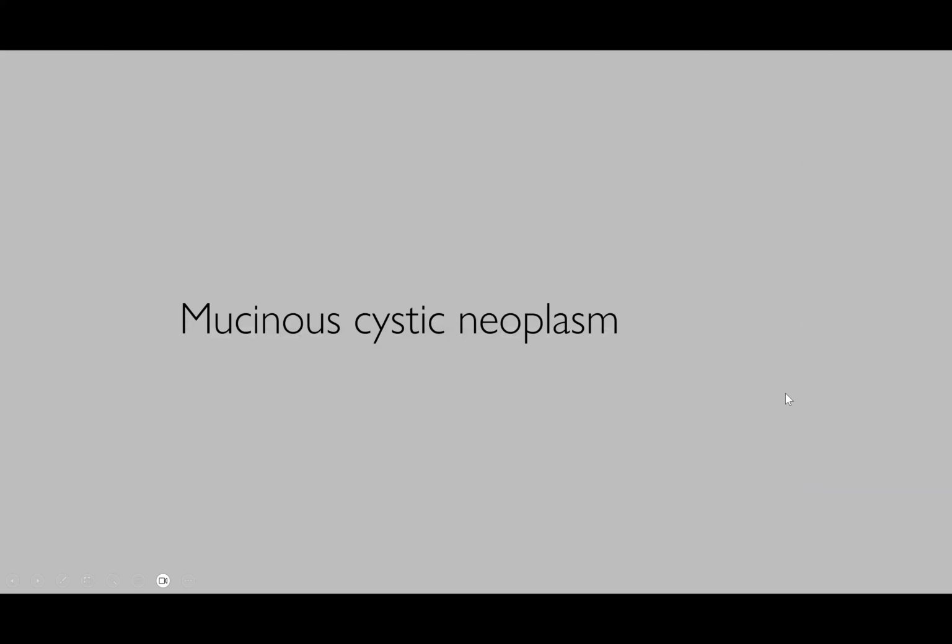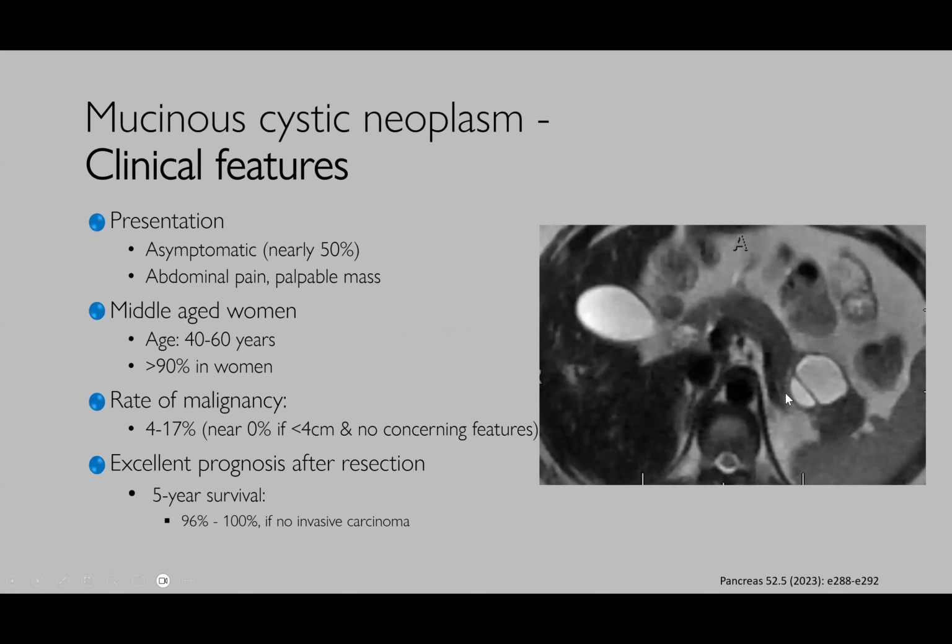Moving on to mucinous cystic neoplasm. As we discussed earlier, this is typically seen in the mother age group. So you have this 30 to 60 or 40 to 60 year age group. That's where you tend to see most of these clustered together, almost exclusively in women. They're usually detected incidentally, like nearly 50% of them are asymptomatic, but sometimes they present with vague symptoms such as abdominal pain, very rarely a palpable mass.